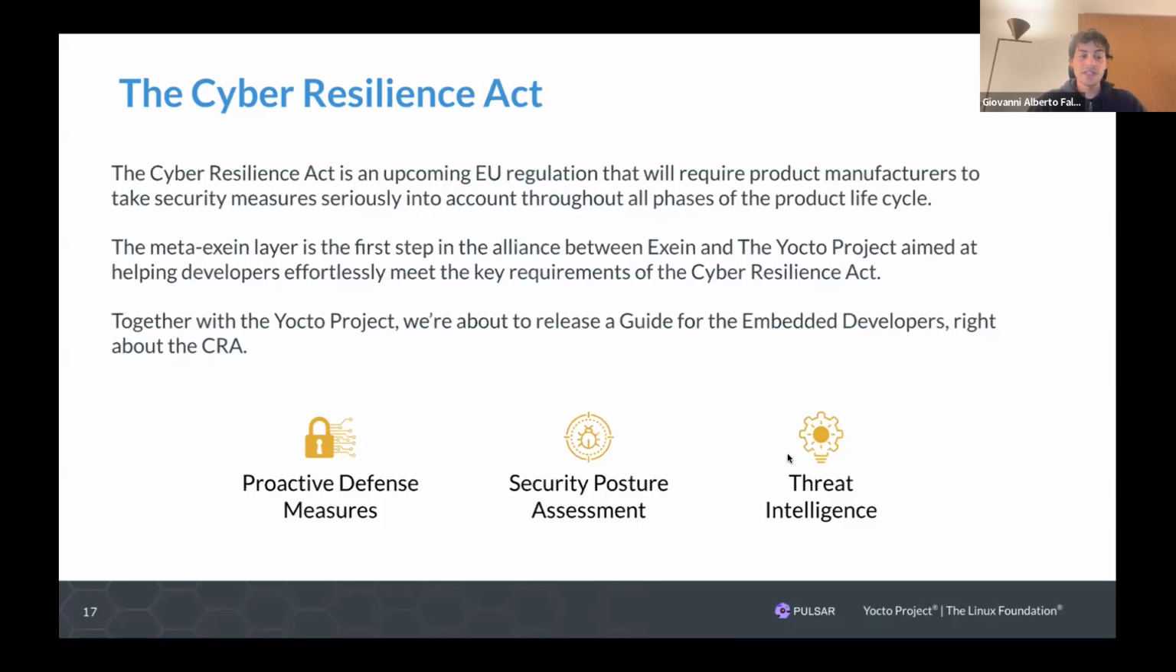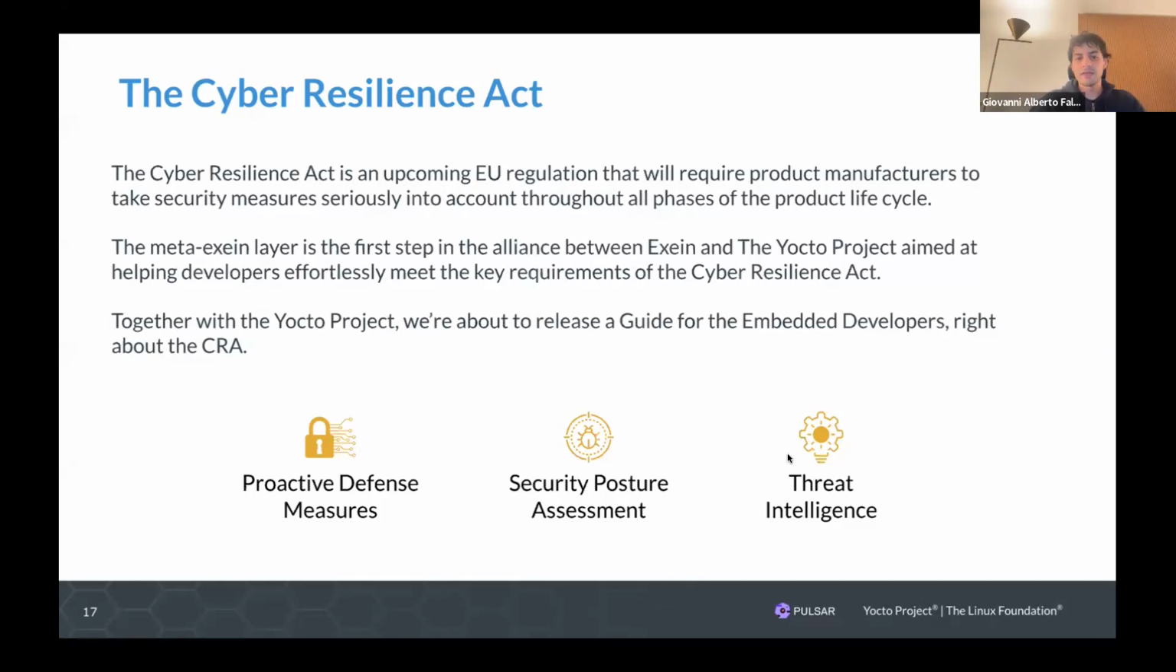The CRA also requires manufacturers to have threat detection mechanisms and processes in place, and to be able to communicate possible incidents in a timely and effective way to authorities. It's actually under discussion right now. It will have a big impact on the embedded market as a whole. And together with the Yocto project, Hexane is working to provide more tools and more possibilities for developers to comply easily with the CRA.